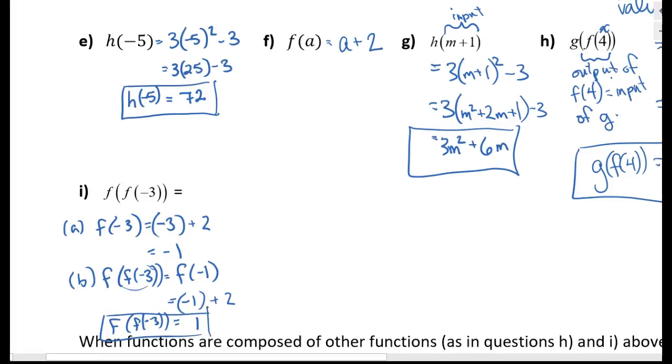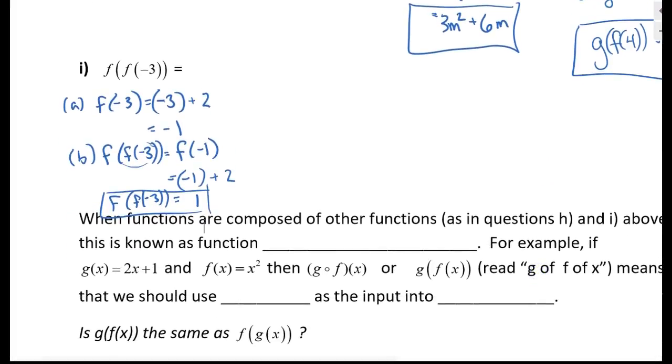So that's what a composite function is when there's one function inside another function. So if g of x is 2x plus 1 and f of x is x squared, then when we read g of f of x in either one of these ways of writing it, that means that we should use f as the input into g.